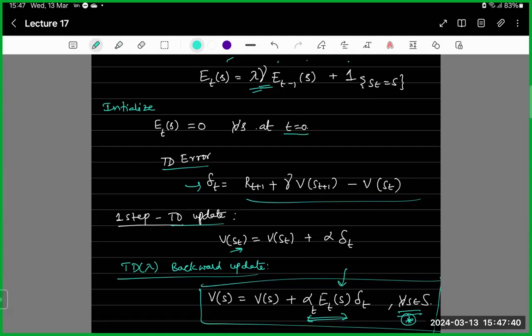So here for every state we are maintaining an eligibility trace. If you want to implement SARSA using this eligibility trace concept, you have to just maintain one eligibility number for every state action pair. Whenever you visit that state action pair, you increment it by 1, and for other state action pairs, it will keep decreasing by the lambda gamma factor. So that's the main difference.